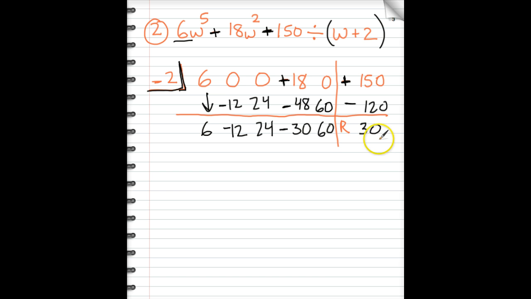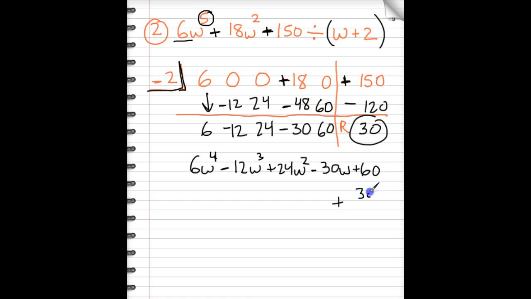Okay, we do have a remainder here, so let's see how we write that up. The highest power in the original problem was to the 5th power, so that means our answer starts to the 4th, because you always lose a power in the answer. So we have 6w to the 4th minus 12w to the 3rd plus 24w squared minus 30w plus 60 plus, I ran out of room here for the remainder. Our remainder is 30.